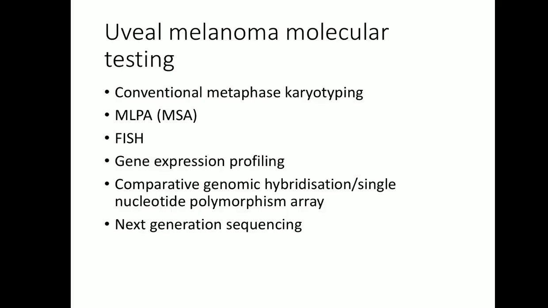The platforms: you can just do conventional karyotyping, put fresh tumour cells, push them into metaphase, stain them with Giemsa and then document them all. You can use MLPA that Liverpool does, and when they have less than enough DNA, they can use a microsatellite test. You can do fluorescence in situ hybridization. Gene expression profiling is a proprietary test that you can do. It's quite expensive, about $7,000 US. Comparative genomic hybridization or single nucleotide polymorphism array, I'm just going to call it a SNP array, is another method where you can look at all the chromosomes, and next generation sequencing is more and more coming up as a diagnostic test that can be used.